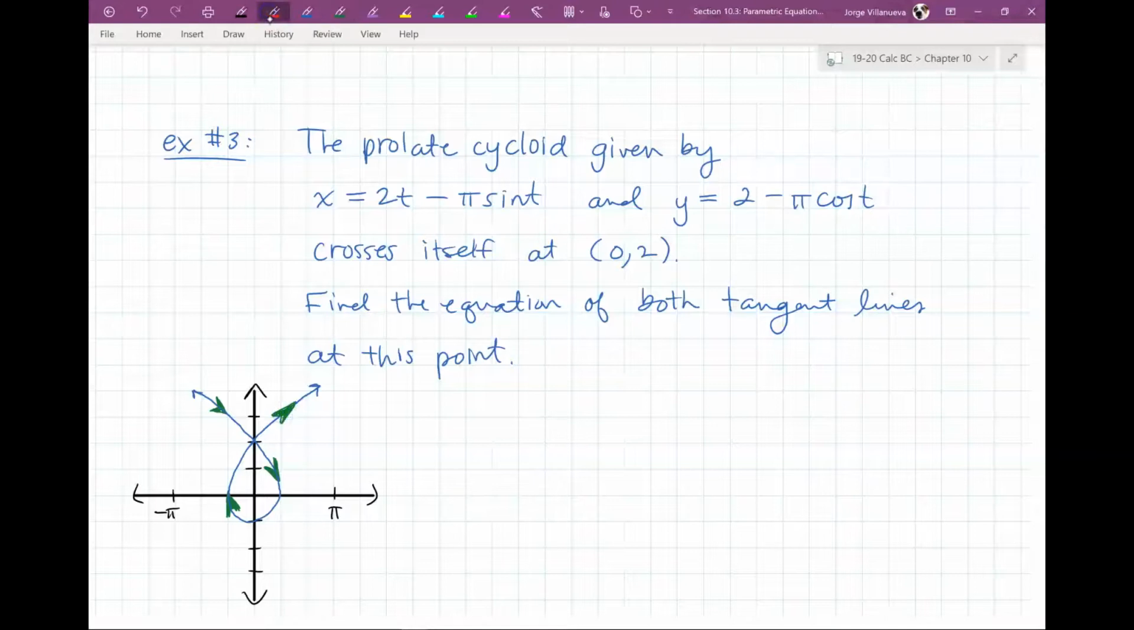Notice the point (0, 2) is right here. So they're saying this graph will cross itself, and when it crosses itself, you can think of it as having two different tangent lines. There's one tangent line that'll cross right there at that point, and then the other one will cross this way.